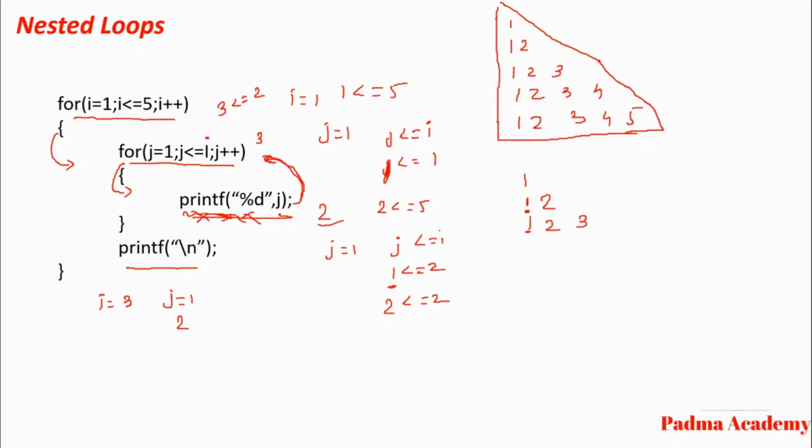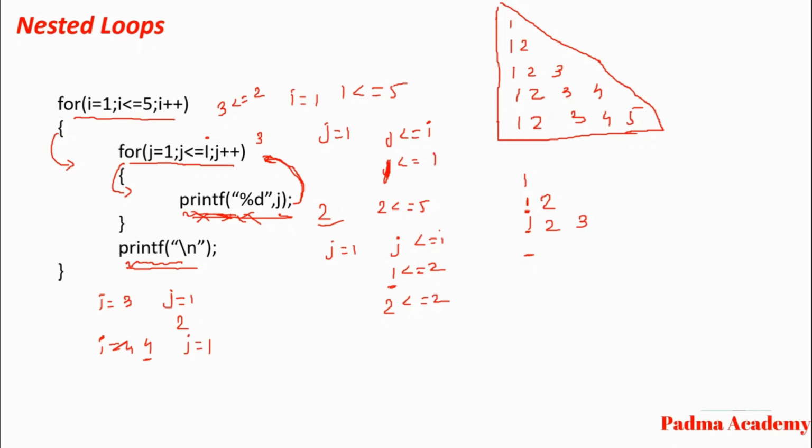Then again the j value will be incremented, j value will become 4. Then it will check the condition is 4 less than or equal to 3, so it is false. So it will execute the next statement, that is printf \n. So our cursor will be moved towards the next line. So again the value of i will be equal to 4, and initially j will be assigned as 1. First it will check the condition of i, that is 4 less than or equal to 5, yes.